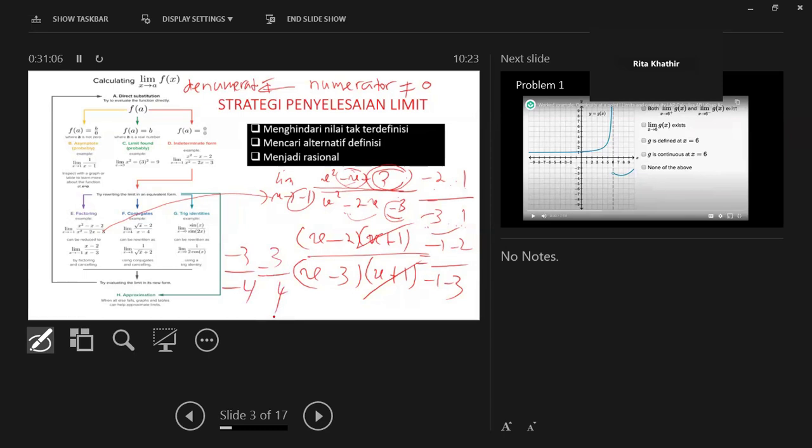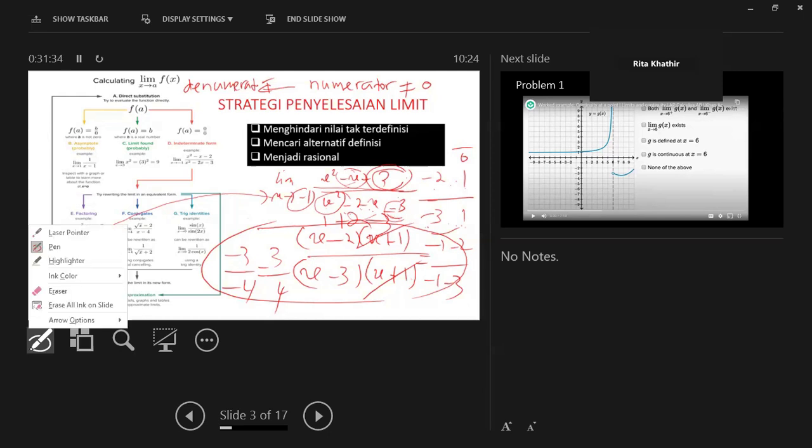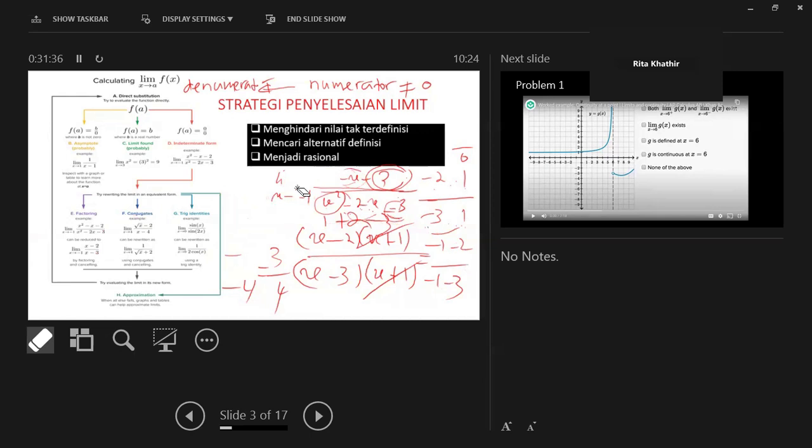We solve the problem. Without this factorization, you put directly minus 1 square is 1, minus 2 times minus 1 plus 2 minus 3. You have over 0. By factorization, you avoid over 0. So remember last week, our motto is avoid over 0. So we solve the problem by factorization, or by factoring.